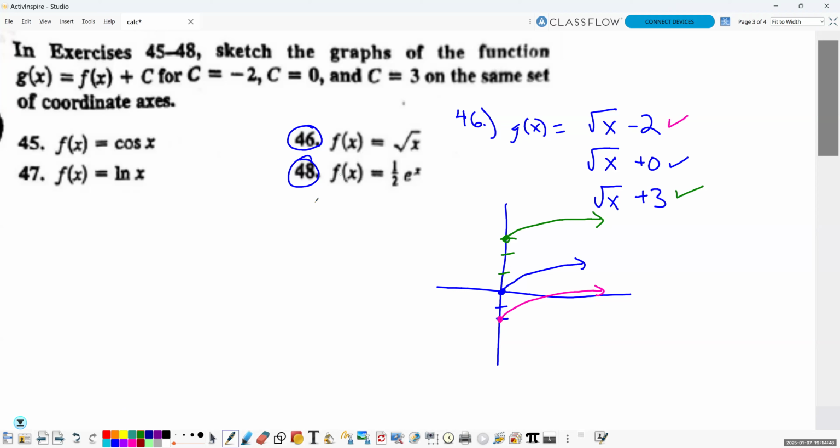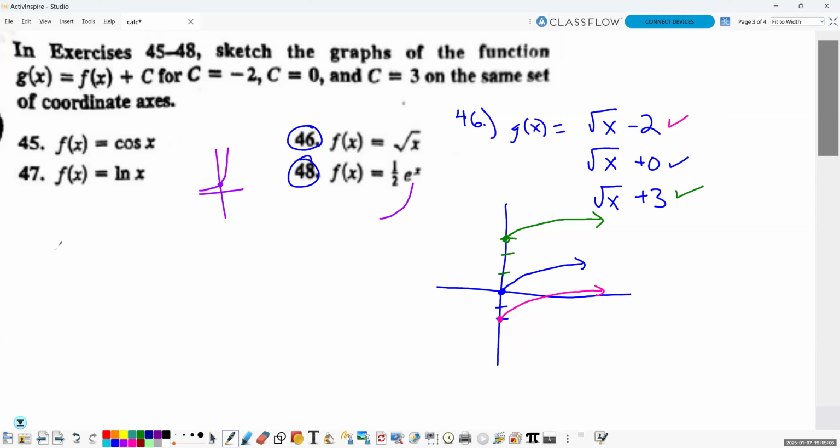Am I misinterpreting this? And then for 48, 1/2 e to the x. Well, e to the x is like an exponential growth, and 1/2 of e to the x is just going to be a slower growth. But e to the x contains the point 0, 1, and then it goes up like this. So that's going to be the graph I use as my parent graph.